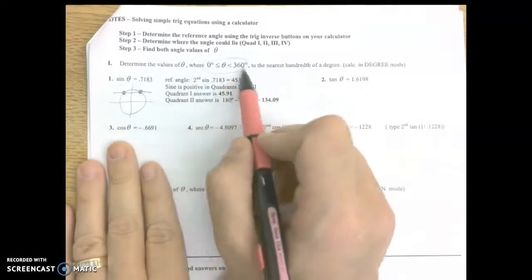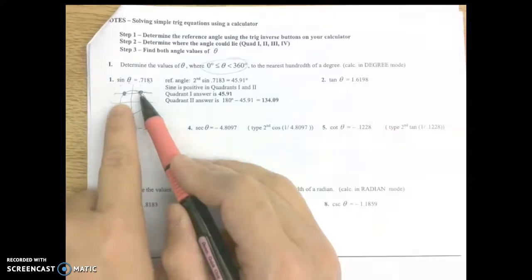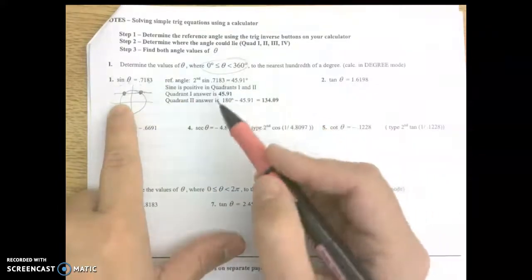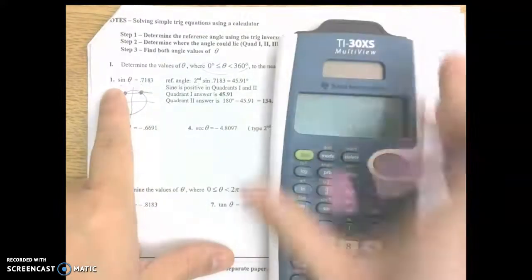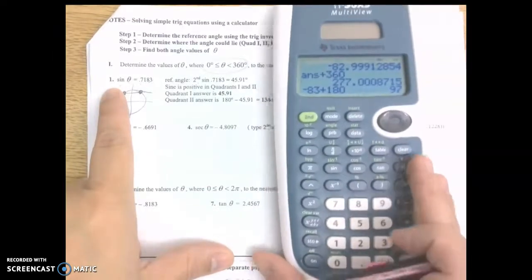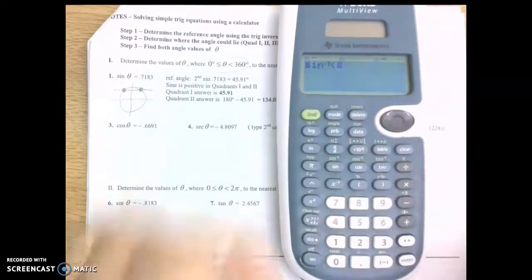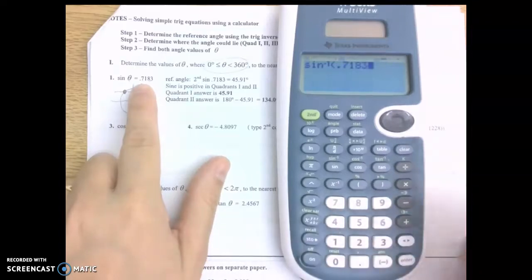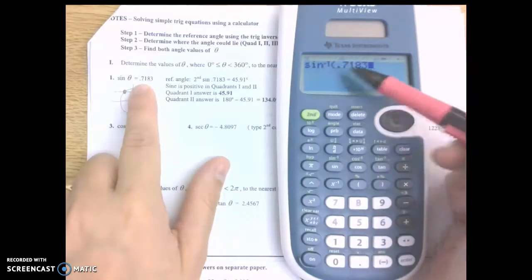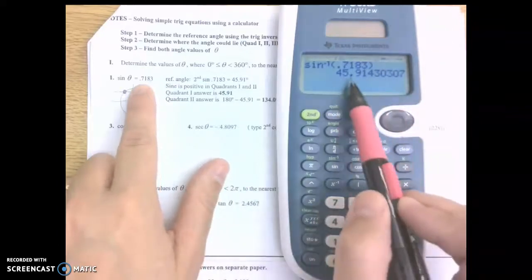And I need angles from 0 to 360. So we're always going to get one angle from the calculator, and we're going to have to find the other angle. In this case, I'll take that sine button that we used in geometry. You press second and sine, and then I'm going to type 0.7183. That's the value. So I'm going to try to find the angle that gives me a sine value of 0.7183. When I hit enter, I get 45.91.